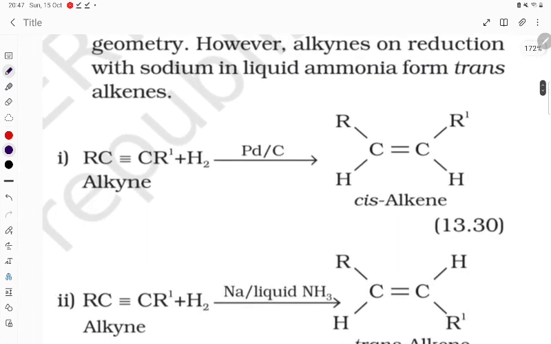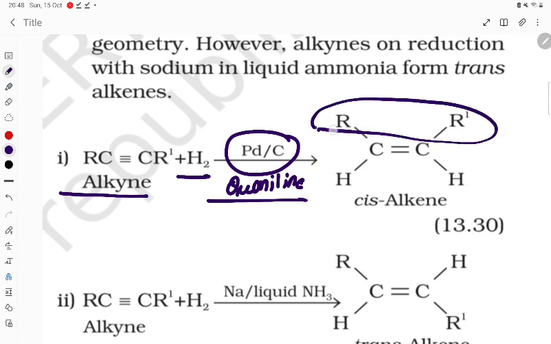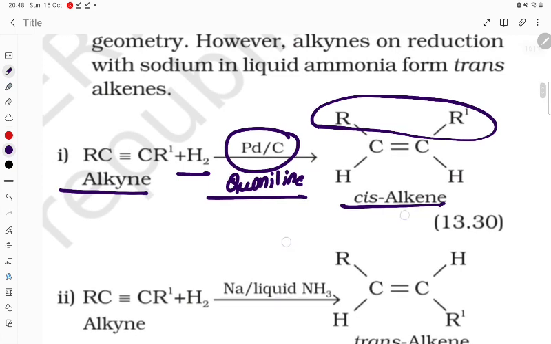Dear student, here you see this is the palladized charcoal, and in presence of quinoline. This is quinoline, and this is the alkyne and hydrogen. So what you are going to get is the cis alkene, right? This is the cis alkene because similar groups are on the same side.